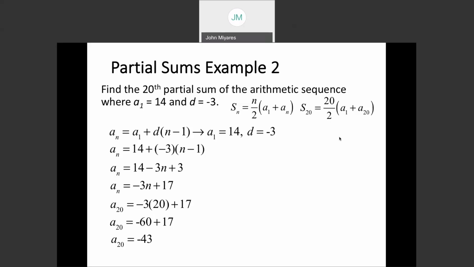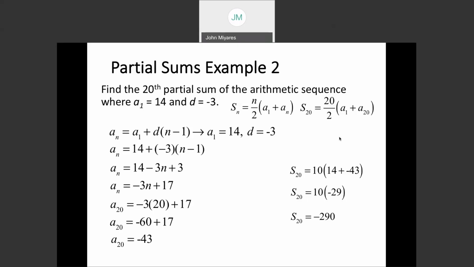Now we can go back and fill in our information to get the 20th partial sum. So S sub 20 is going to be 10, the 20 over 2, times the quantity 14, which is a sub 1, plus -43, which is a sub 20. Simplifying inside the parentheses gives -29, and 10 times -29 is -290. So that tells me that S sub 20, the 20th partial sum of the series, the sum of the first 20 terms of the sequence, is -290.